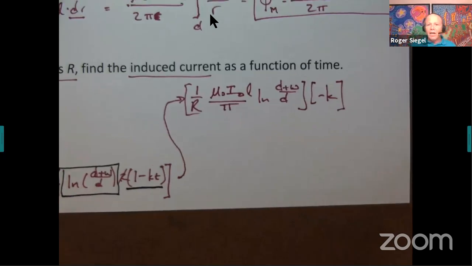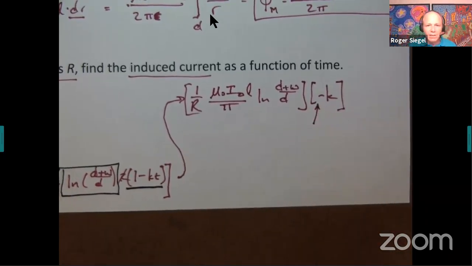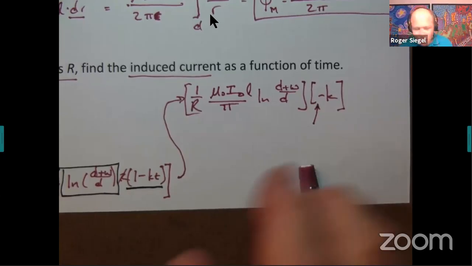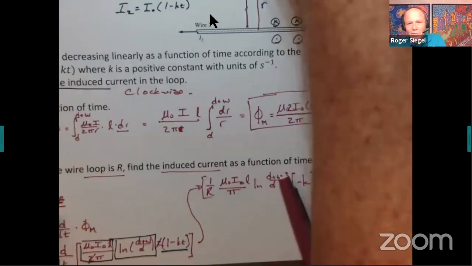Now, the negative just tells me the direction of my current. And so that is where I end up, and we already found the direction using Lenz's law. Okay, now, I know that was a long one, and I really appreciate you being patient with me as I go through that.